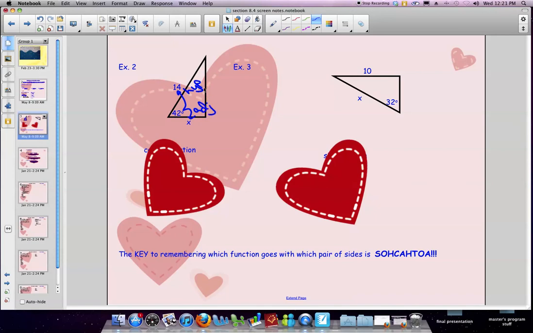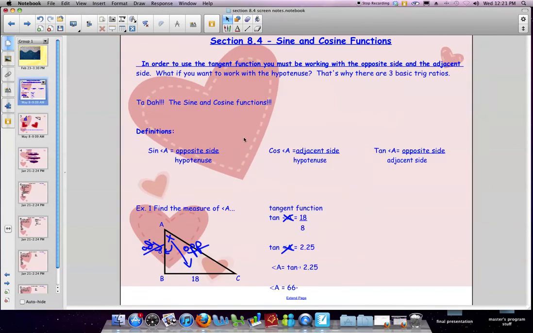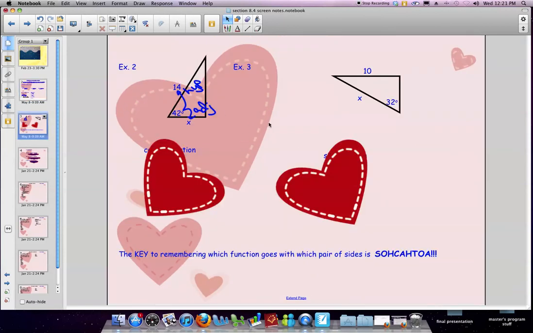So in order to solve this problem, I have to figure out which one of my trig functions works with the adjacent and hypotenuse sides. So I go back to my definitions and look: which one deals with the adjacent and the hypotenuse? That would be cosine, so cosine is the trig function that I'm going to use.